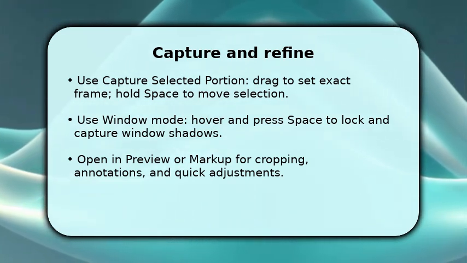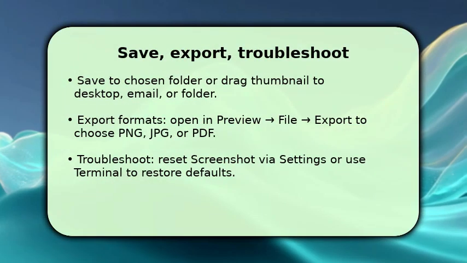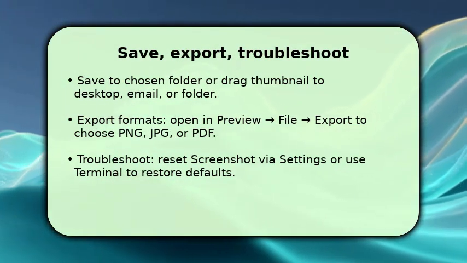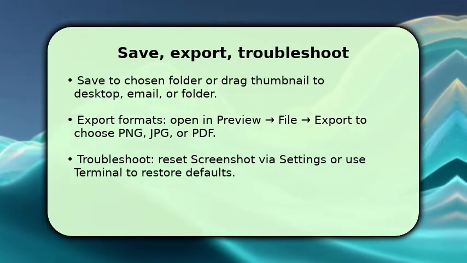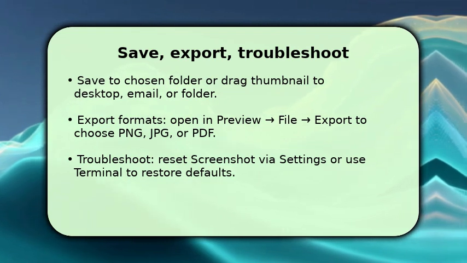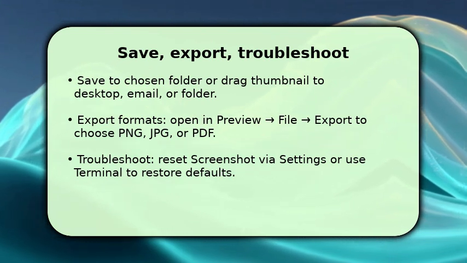Finish by confirming the file saved where you expect, either the selected folder or drag the floating thumbnail to move it manually. To export different formats, open the image in Preview and use File > Export to select PNG, JPEG, or PDF. If captures fail, make sure keyboard shortcuts aren't remapped.